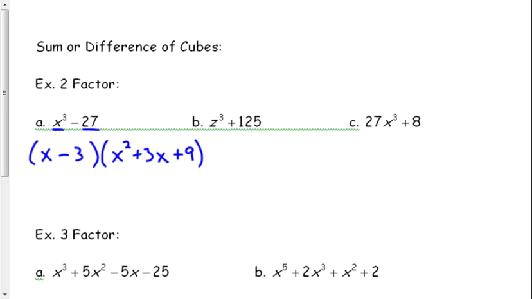Notice that the middle term on the trinomial is not doubled. So it's different than the formula for when we squared a binomial.